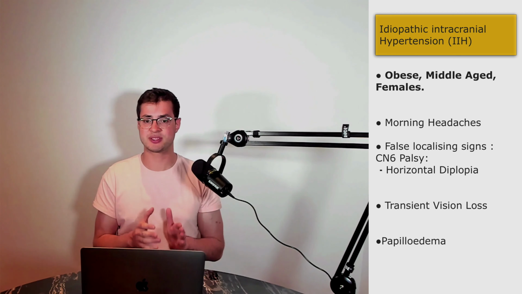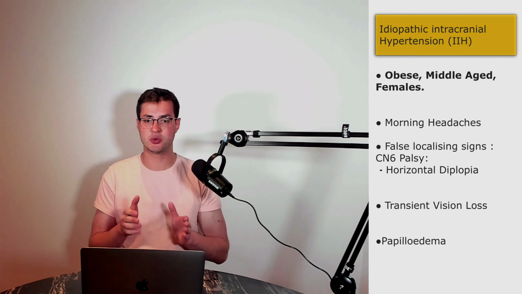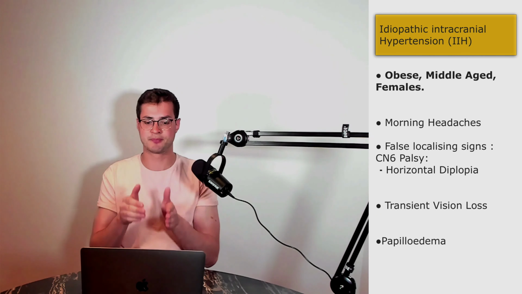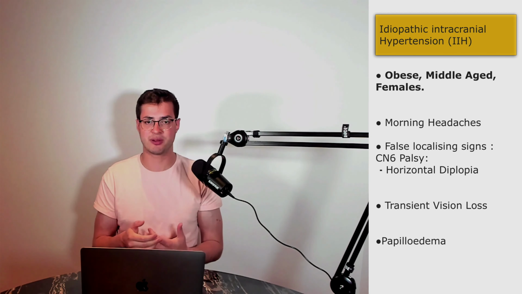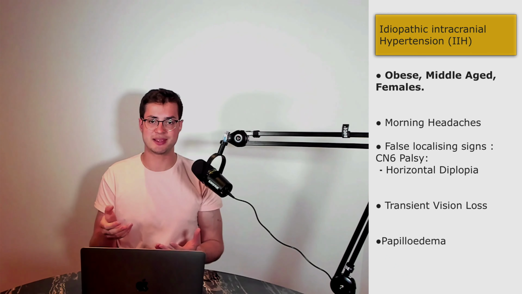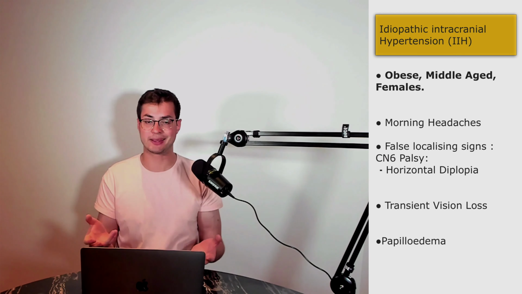nerve. And how does that present? Well, it presents with horizontal diplopia. So patients will usually see images side by side. Other things that we could see on our examination, we could find papilledema, which is basically bilateral optic disc swelling.